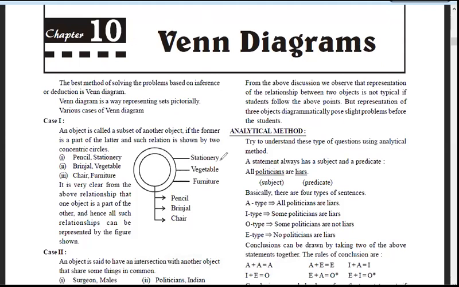Okay, for example, if I'm saying stationary is your outer circle, let it be circle A and circle B. So if circle A is stationary, then circle B can be pencil, right? If circle A is vegetable, then circle B is brinjal, right? Because brinjal is a subset of vegetable.